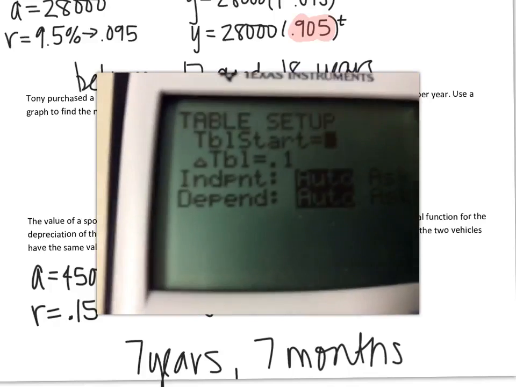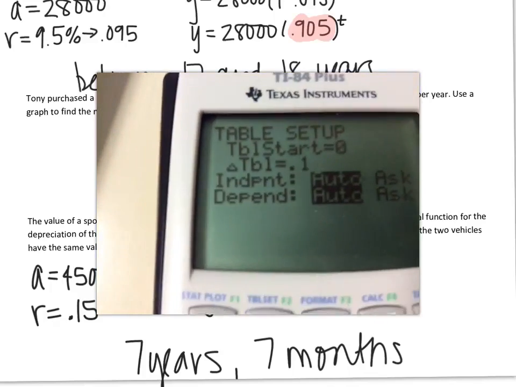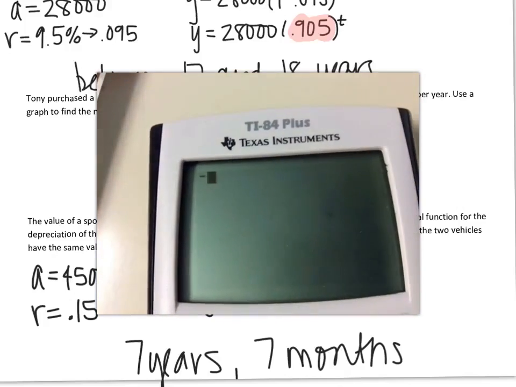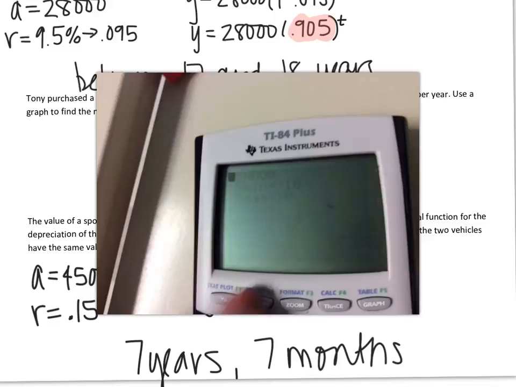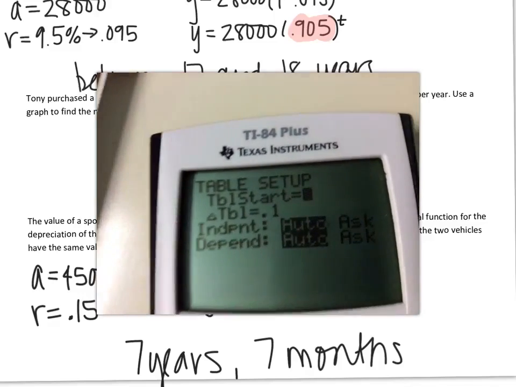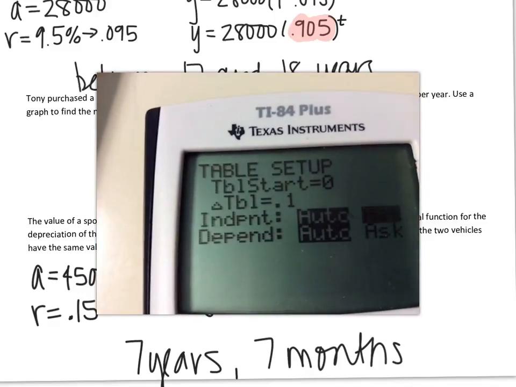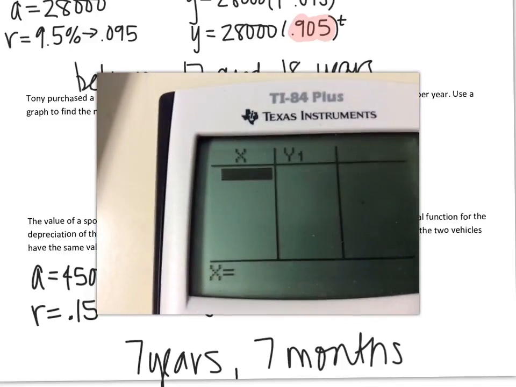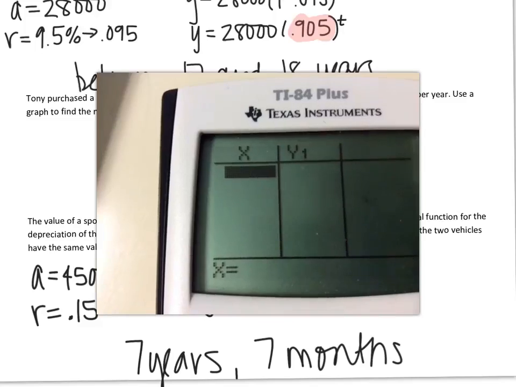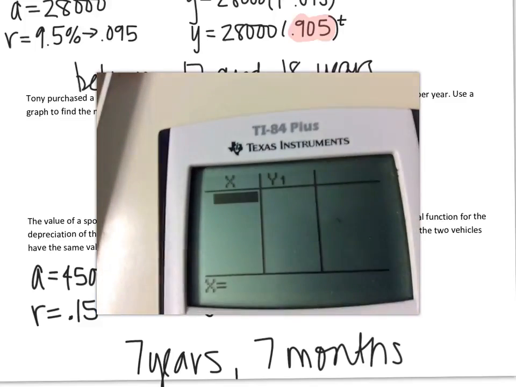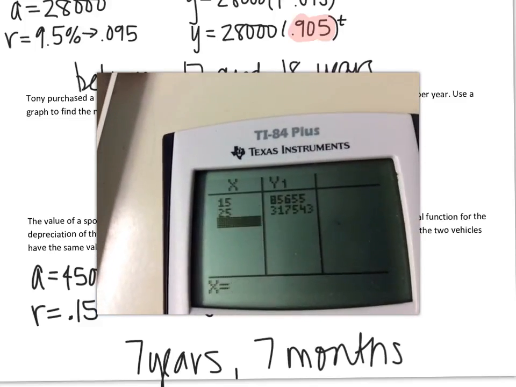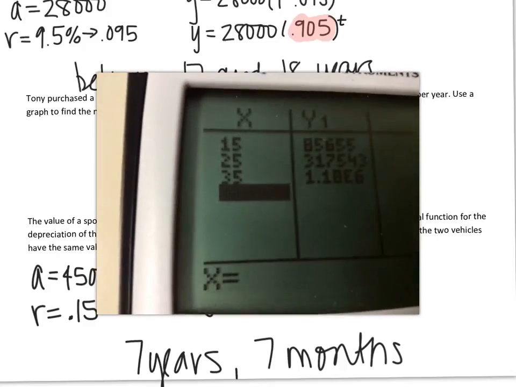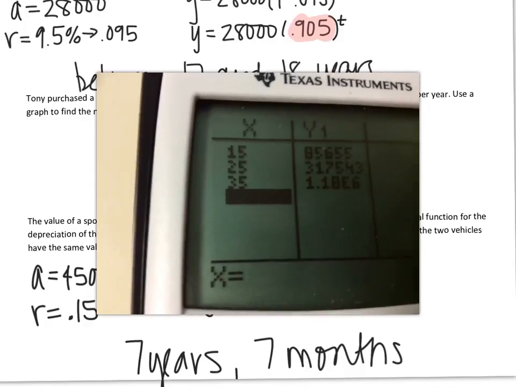And then probably my favorite tool that I love about the table is this option for independent, auto versus ask. And I love this one because when you change it to ask, your table is now completely blank and you can type in the specific values you want. So if you wanted to see 15, 25, and 35, you could type in those numbers and it would produce those values for you instead of you having to scroll around to find them.